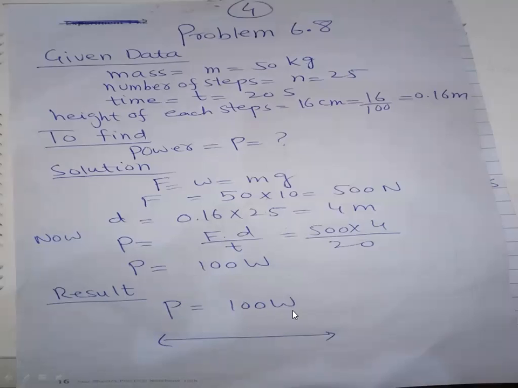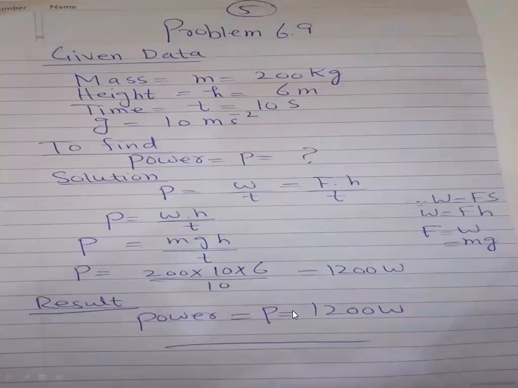Now I'm moving towards numerical 6.9. Very easy numerical. First of all, I read the statement. The same formula we are using again and again: power is equal to W by T. You should be very careful when doing this. Calculate the power of a pump which can lift 200 kilograms of water through a height of 6 meters in 10 seconds.